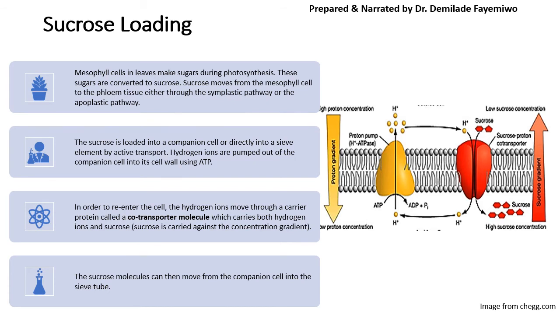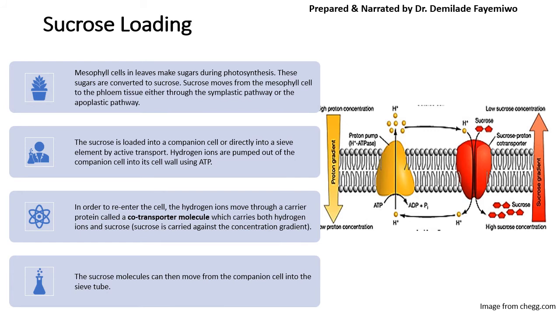But the end product of photosynthesis is usually the sugars, and those sugars are stored in the form of sucrose. Now, sucrose needs to be transported from the leaves to other parts of the plant where it can be stored so that the leaves can be able to make more sucrose. What then happens in this case is that the sucrose is loaded into a companion cell.